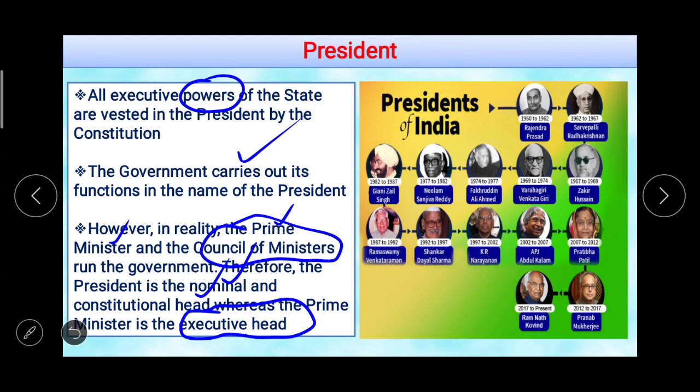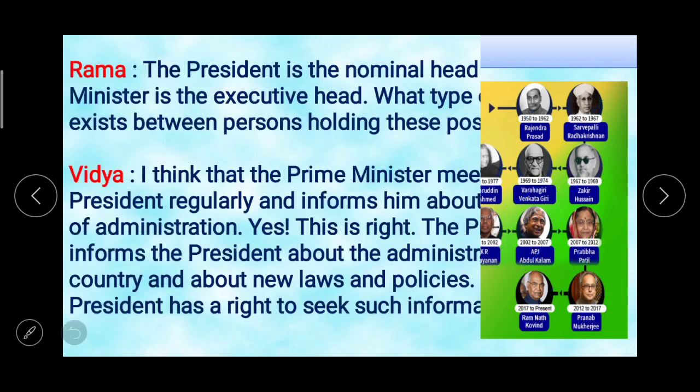Here you can see the list of presidents of India. The first one, Rajendra Prasad, then Sarvapalli Radhakrishnan, Gyani Zail Singh, then Neelam Sanjiva Reddy, Fakhruddin Ali Ahmed, Varahagiri Venkatagiri, Zakir Hussain, Ramaswamy Venkataraman, Shankar Dayal Sharma, K.R. Narayanan, APJ Abdul Kalam, Pratibha Patil, Pranab Mukherjee, now Ramnath Kovind. So about the President, these are the important points.